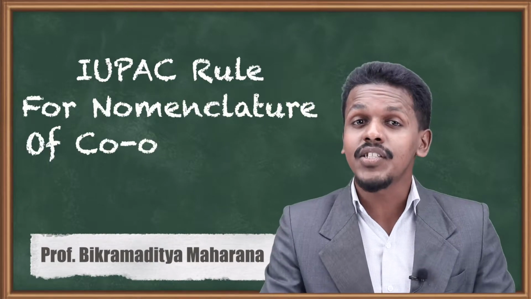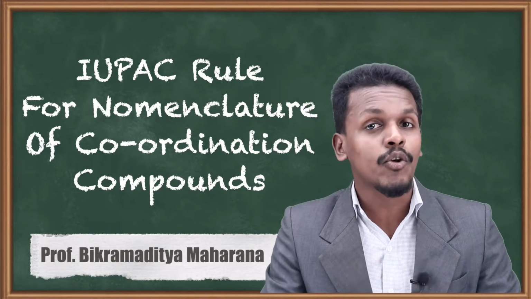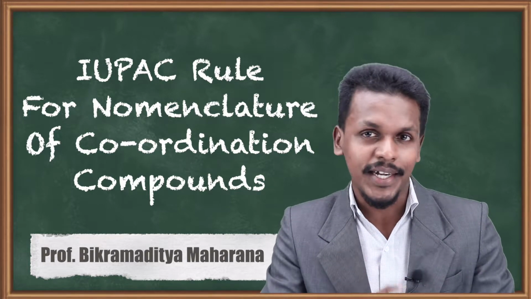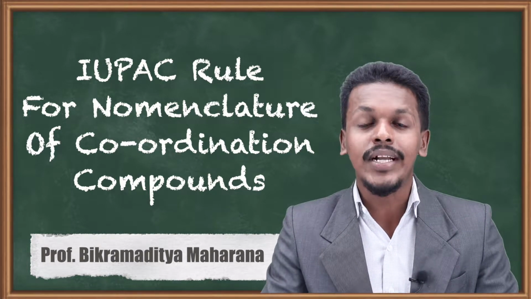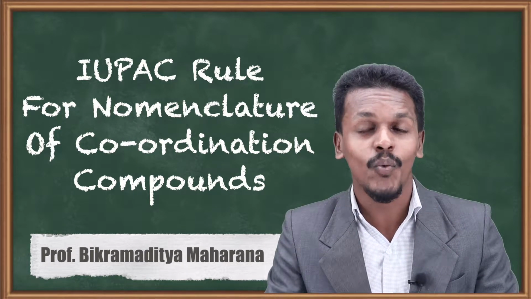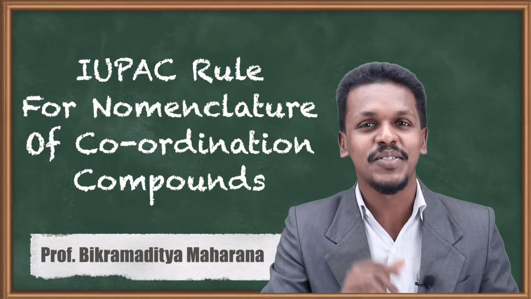Hello friends, in the previous lecture we discussed the effective atomic number, that is EAN, and also how to calculate it. Now in this topic let me talk about the rules regarding the IUPAC nomenclature for the coordination compounds. So what are those? Let me talk about that in this topic.